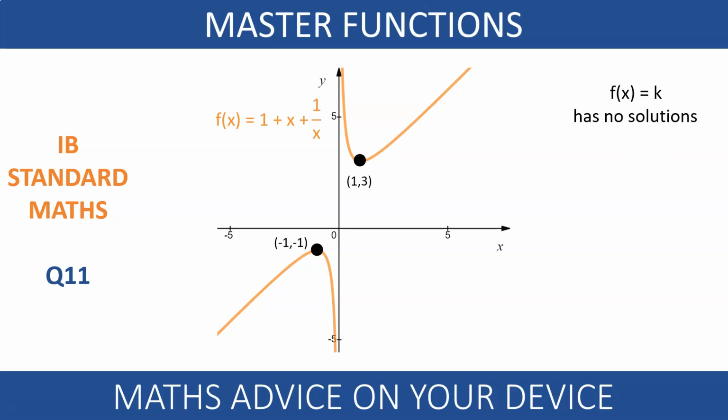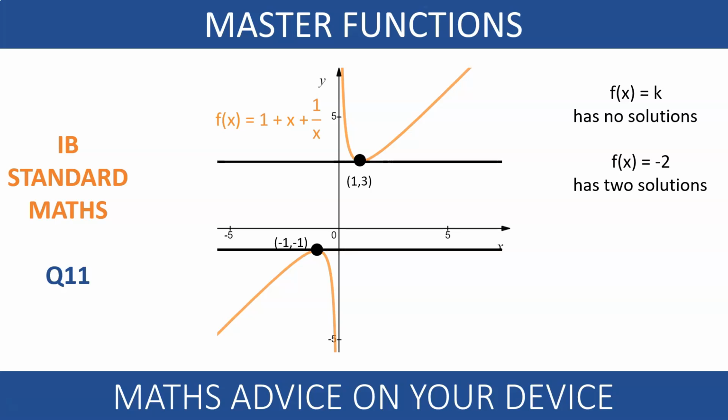We draw the line of, for example, y equals minus 2. We can see that it crosses the function twice, so f of x equals minus 2 has 2 solutions. In fact, any horizontal lines below y equals negative 1 or above y equals 3 will cross twice, so f of x equals k has no solutions for values between minus 1 and 3, not including these two values.